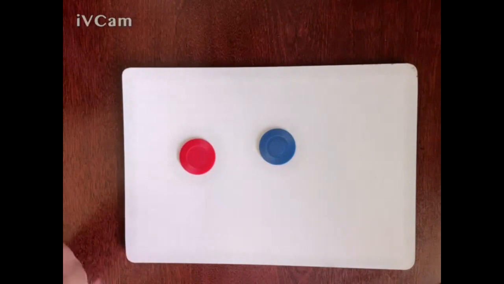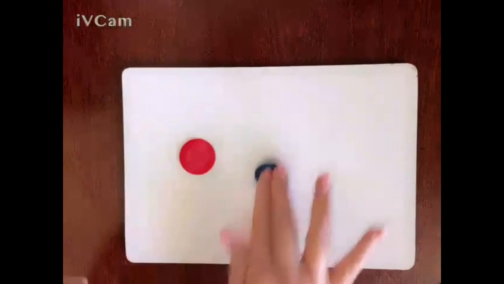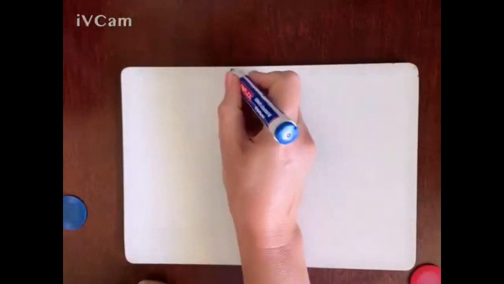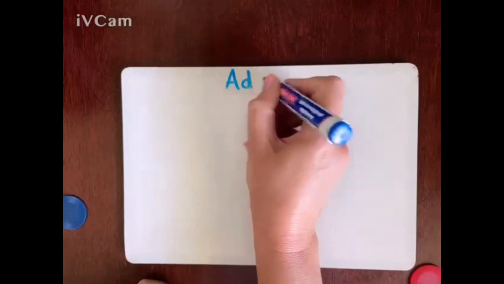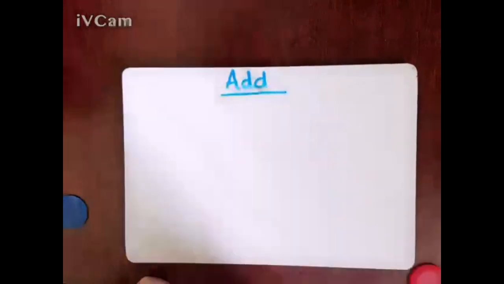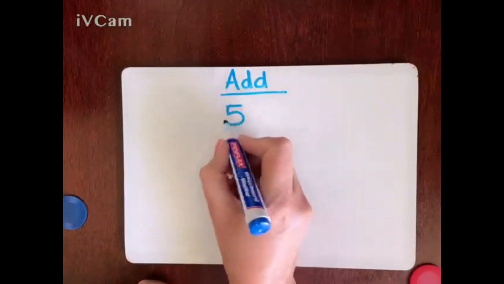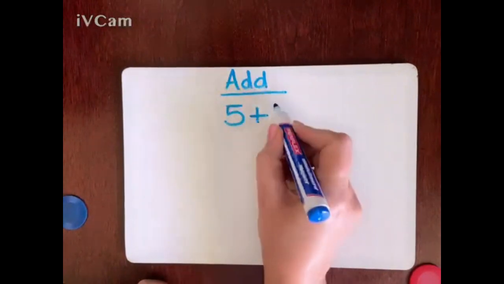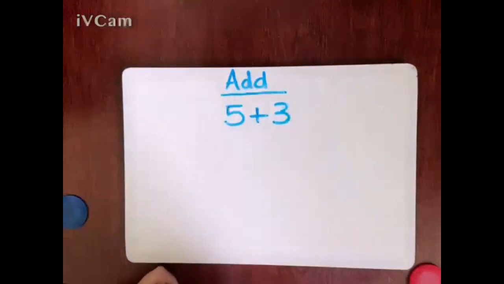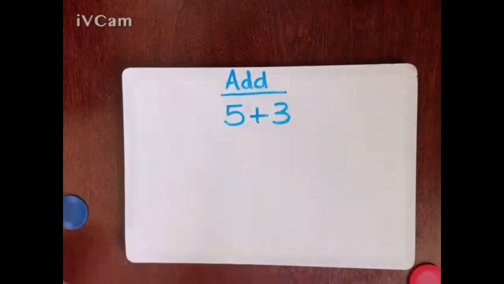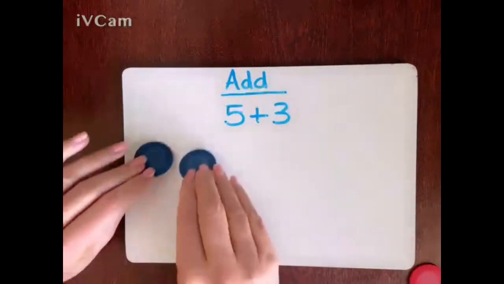Right, so let's start with a normal situation that our learners are used to. Let's say we are going to add. First of all, we are focusing on addition. So let's add 3 to the 5. Let's demonstrate or model this situation.